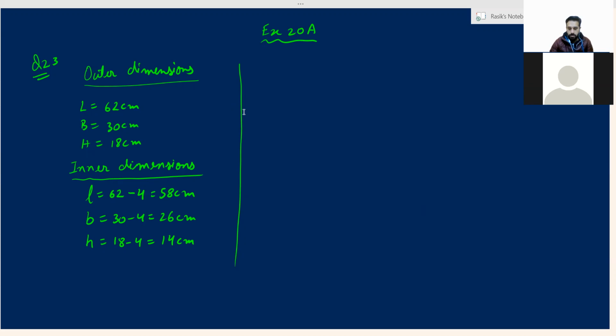Sir, volume of inner dimension? You have to find the inner volume only. That is the capacity of the box. What is the meaning of capacity? That is how much you store inside the box. Inside means inner volume. They are not asking you the volume of wood. Understand the difference. If they ask you the volume of wood that is used in making the box, in that case you will find the difference of outer volume and inner volume. When we have to find the volume of wood. And if they are asking the capacity, that means you have to find only the inner volume. So find out the inner volume.